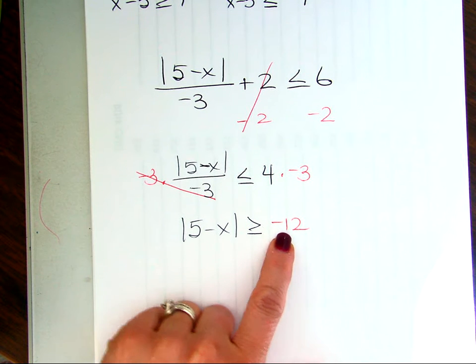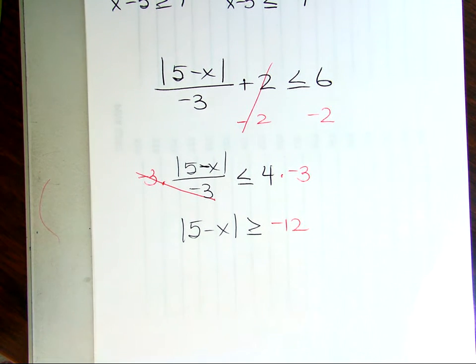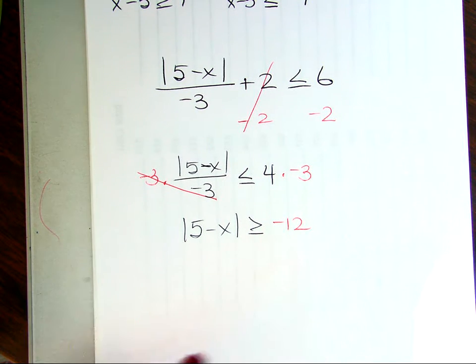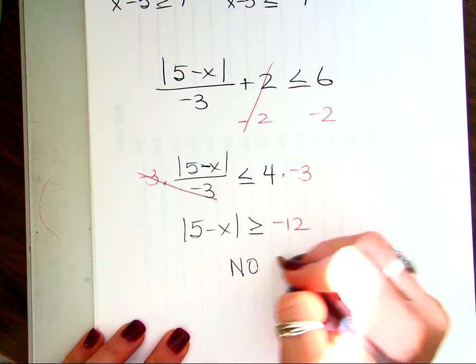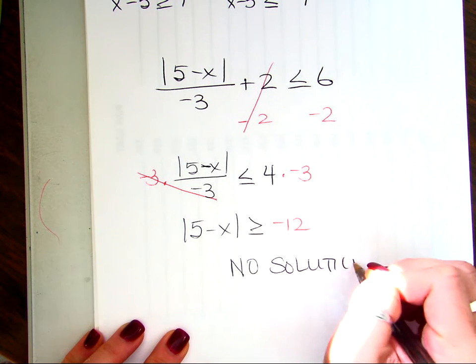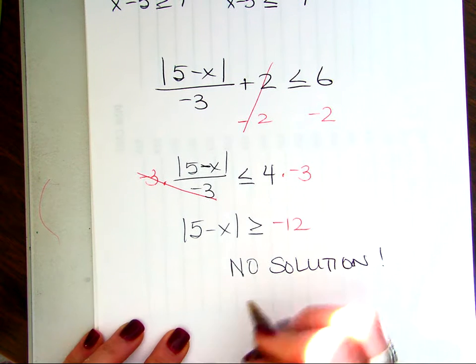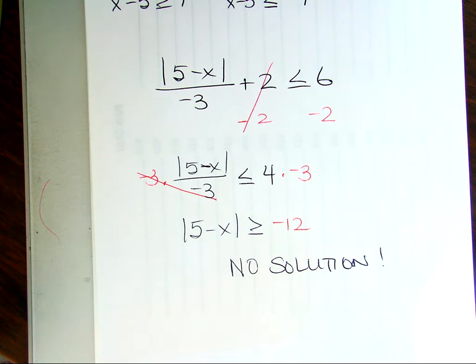I'm done. Don't make the mistake of going 5 minus x is greater than or equal to a negative 12, 5 minus x is less than or equal to a positive 12. Don't do that. If that's a negative, you are done. But don't just write done. Don't write no answers. Write no solution. Okay? Do you understand why that's no solution? So I'm done with that.